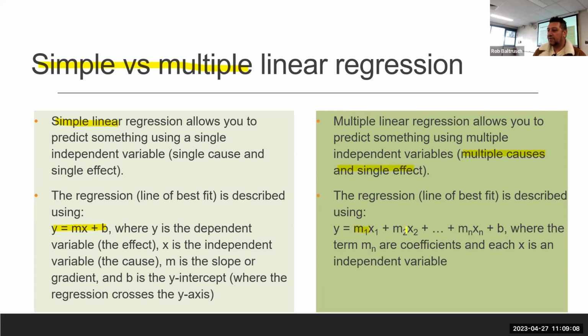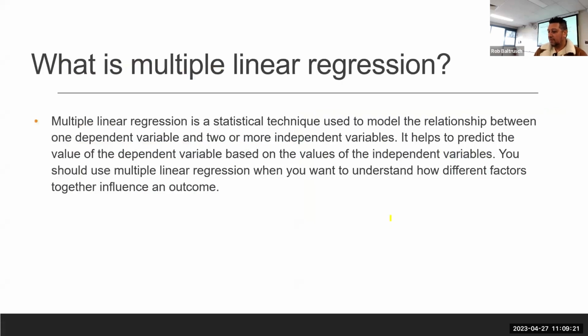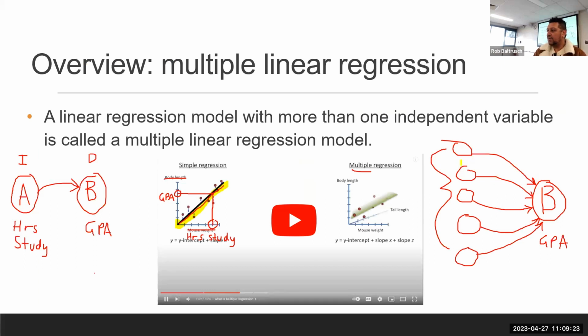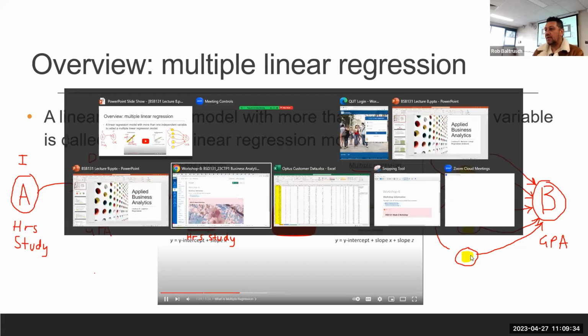That's a coefficient. M1 is a coefficient, M2 is a coefficient, Mn is a coefficient, and the y-intercept here is a coefficient. So you're going to have multiple x's because, as we said before, you've got multiple causal factors. So this is going to be, say, x1, this is x2, this is x3, this is x4, and this is x5.